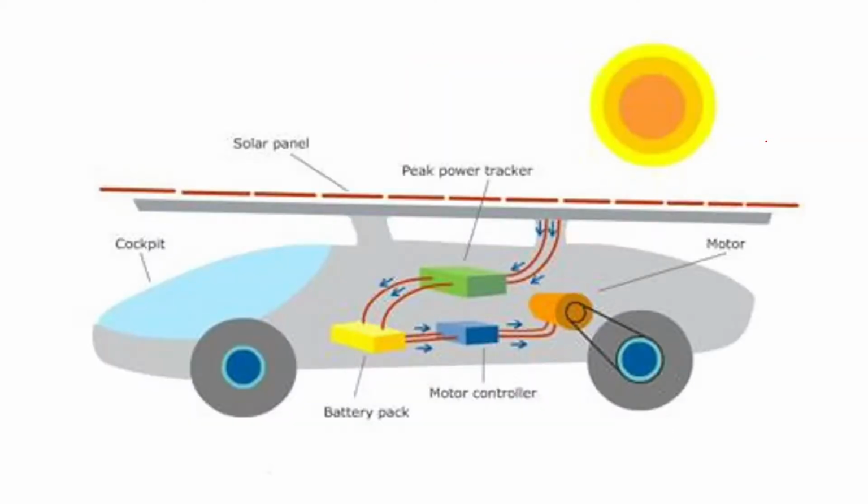Then if you see a diagram of what exactly happens in the car, here you can see you have the solar panels at the top. These are the solar panels shown over here. Those solar panels take the sun rays, the sunlight, and that sunlight is converted into electrical energy, and that electrical energy is given to a peak power tracker.